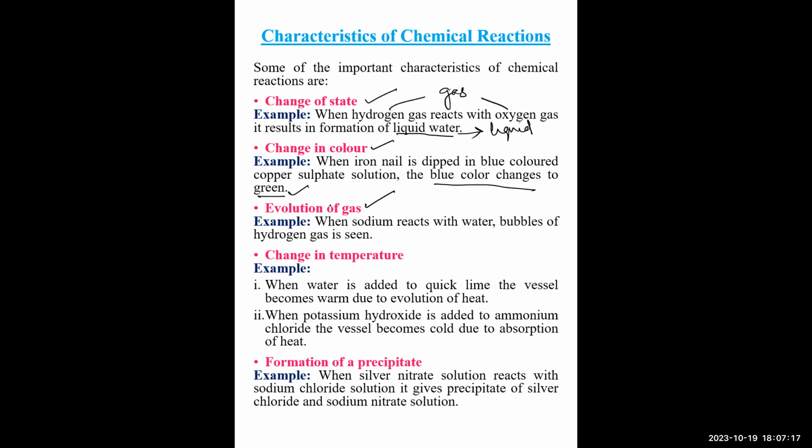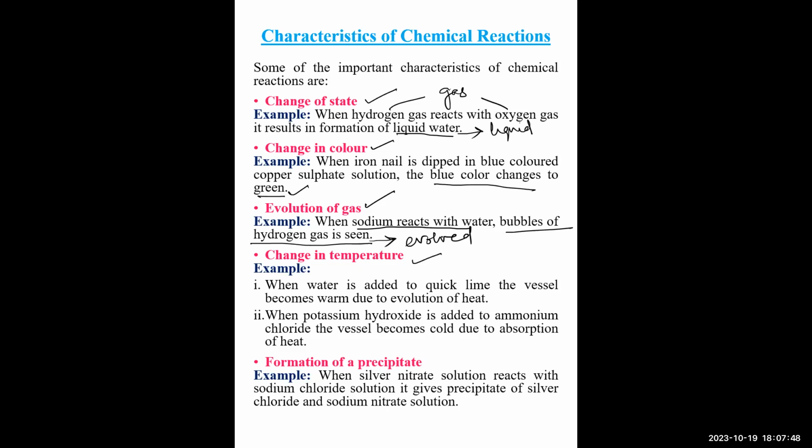So see now, what is the example? When sodium reacts with water, bubbles of hydrogen gas are seen. So what's actually happening here? When sodium has reacted with water, bubbles of hydrogen gas are seen. So this gas, hydrogen gas, is evolved over here. Evolved means it has come out as an output. So see now, the third characteristic is what? Evolution of a gas.